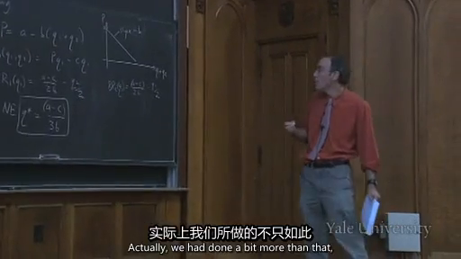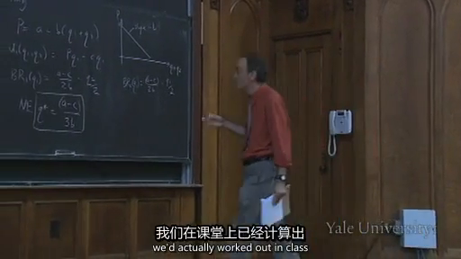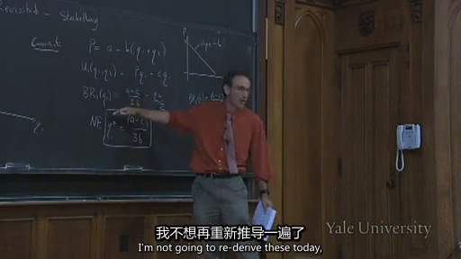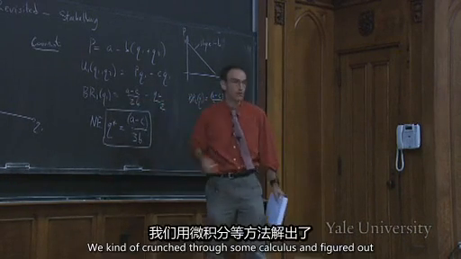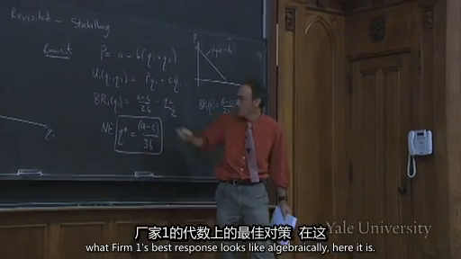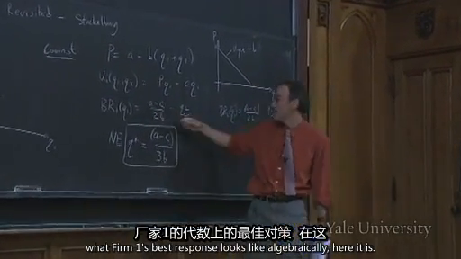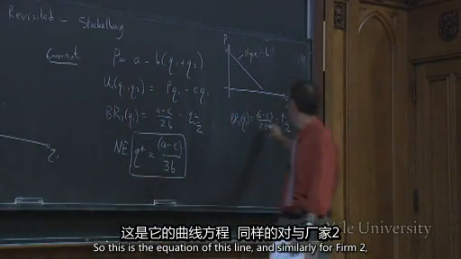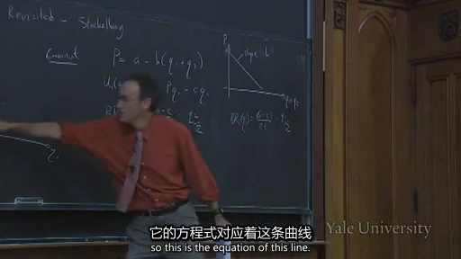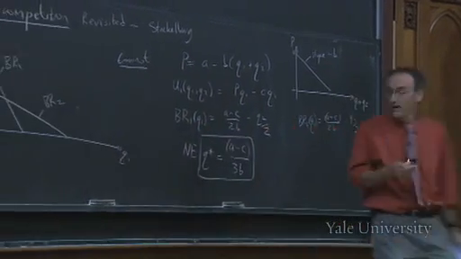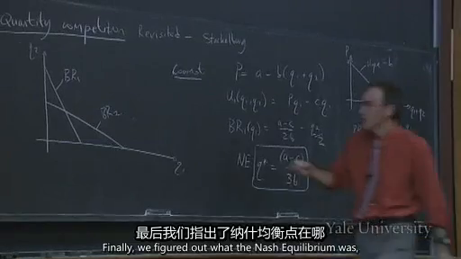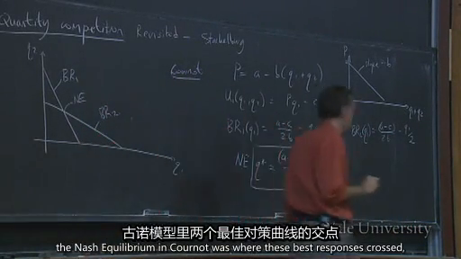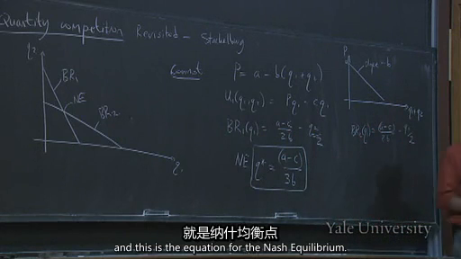And actually, we'd done a bit more than that. We'd actually worked out in class what the equations were for these best responses. Here they are. And I'm not going to rederive these today, but they're somewhere in your notes. We kind of crunched through some calculus and figured out what firm 1's best response looks like algebraically. Here it is. So this is the equation of this line. And similarly for firm 2, so this is the equation of this line. All right? And finally, we figured out what the Nash equilibrium was, and there was no prizes here. The Nash equilibrium in Cournot was where these best responses crossed, and this is the equation for the Nash equilibrium.